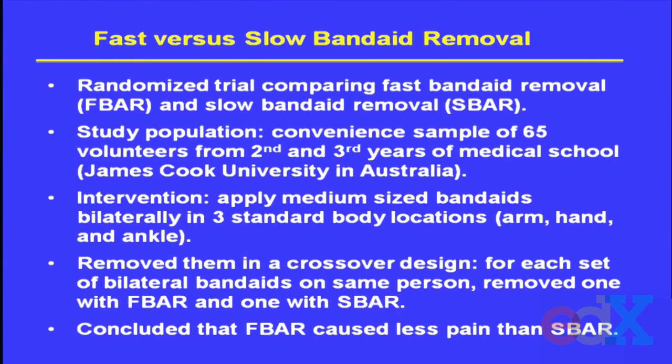This size, medium-sized Band-Aids, the kind of Band-Aid that we use very, very often. And they applied them bilaterally, so they applied them on the left side as well as the right side in 3 body locations where we often have Band-Aids, on the arm, on the hand, and on the ankle. And the intervention was to have this Band-Aid on and then to remove it in what they called a crossover design. So every person had 2 Band-Aids on their arm, 2 Band-Aids on their hand, 2 Band-Aids on their ankle.